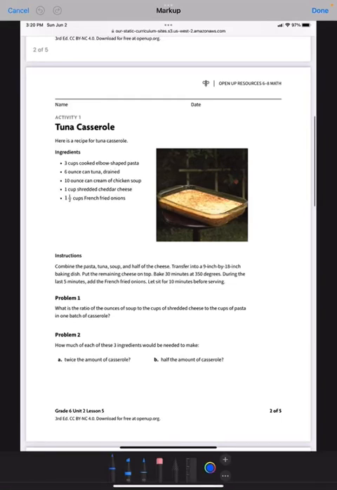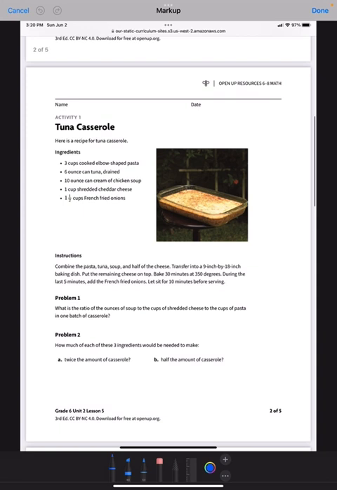We're going to move to activity 1. It says, here is a recipe for tuna casserole. We have 3 cups of cooked elbow-shaped pasta, 6 ounces of canned tuna, 10-ounce canned cream of chicken soup, 1 cup shredded cheddar cheese, and 1.5 cups of French fried onions. Now, if this grosses you out, it's just for a math, so just let it go.